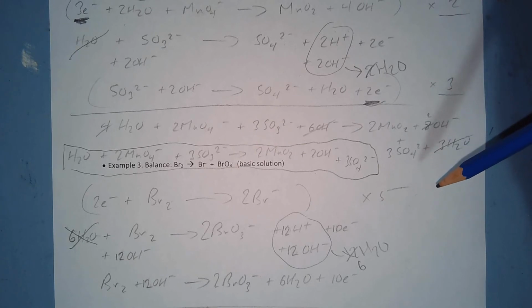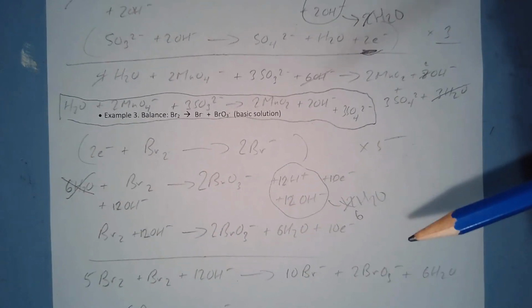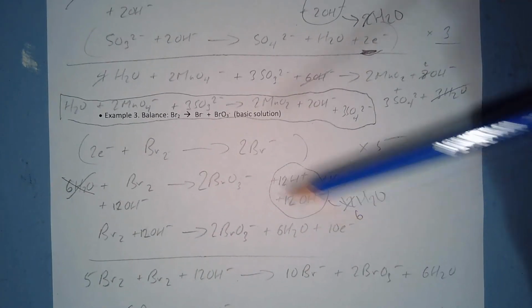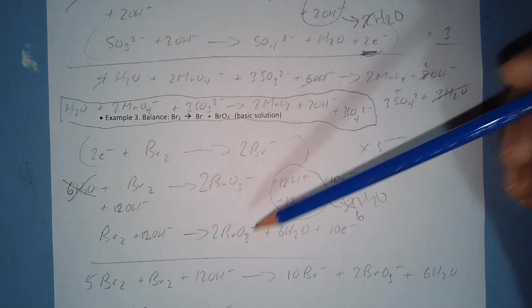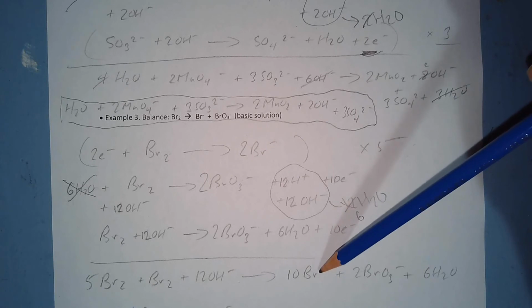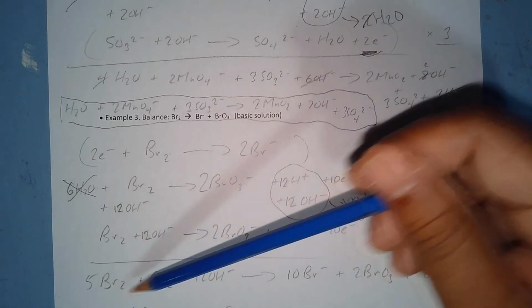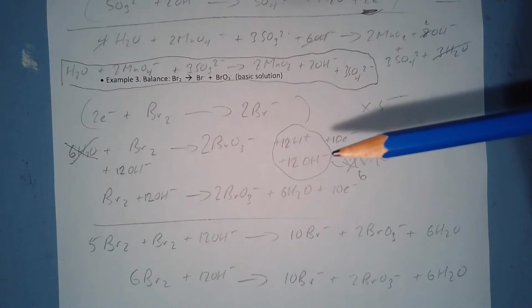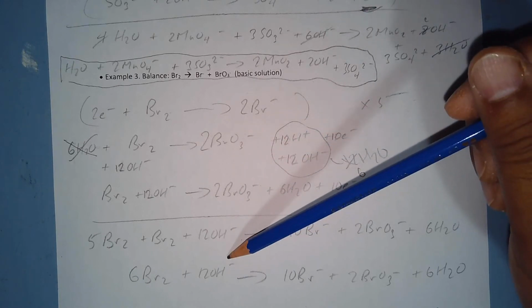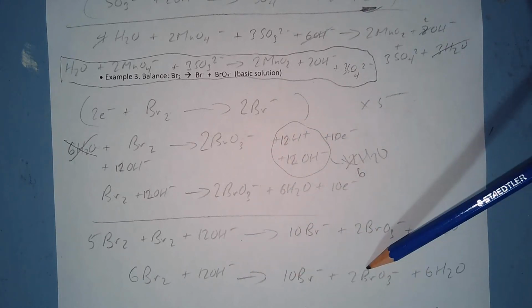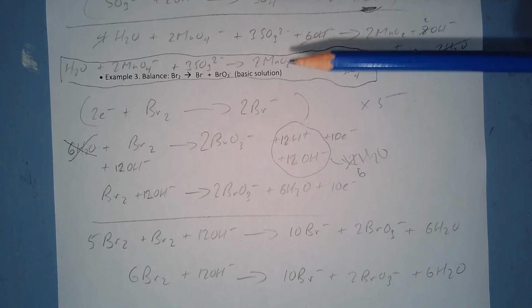Okay, and so we multiply that by 5. So that's going to give us 5 Br2, and then plus the other Br2 and the 12 hydroxides. And then we multiply this by 5, so that gives us 10 Br minus plus the 2 BrO3 minus and the 6 waters. And so you can put these two Br2s together, which will give you 6. And then again, there's your reaction. Okay, so you have minus 12 on this side, minus 10, minus 2, so minus 12. And then again, you can go through all the atoms and make sure that you have the same number.